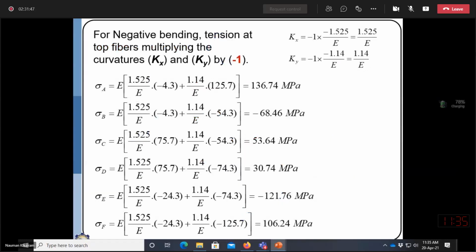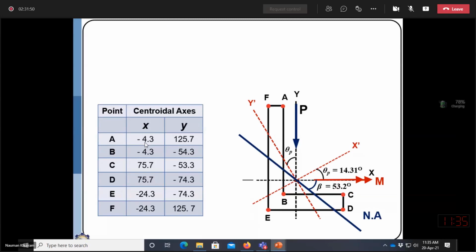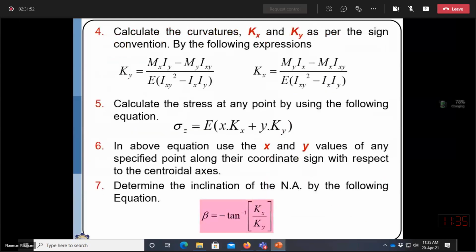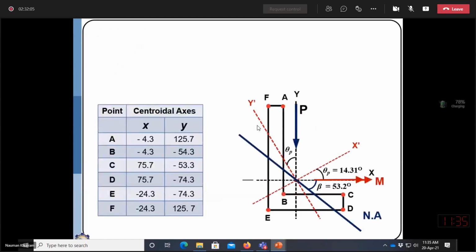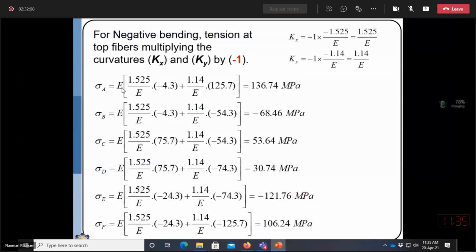So we want to use this equation. In this equation, you can substitute the kx and ky values. Then you will have an equation only in terms of x and y. This is the curvature in x direction into x, curvature in y direction into y.